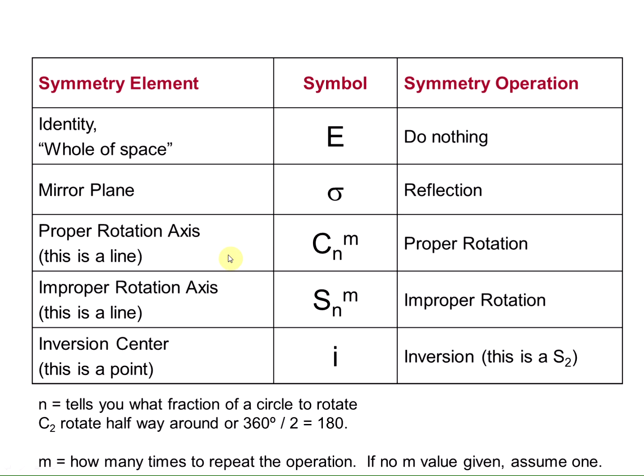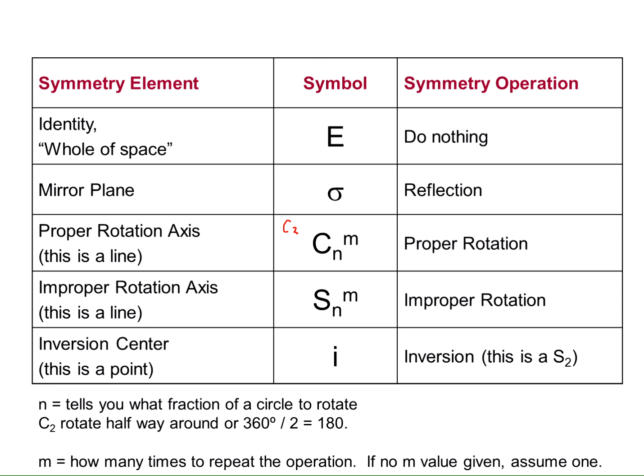Now our next element is a proper rotation axis. So this is a line, and the symbol for it is Cn raised to the m. And this is what we call a proper rotation. So you rotate something. Now the n here tells me about what fraction of a circle to rotate. So let's say this says C2. So that C2 means that I need to rotate by half of a circle. So that's by 180 degrees.